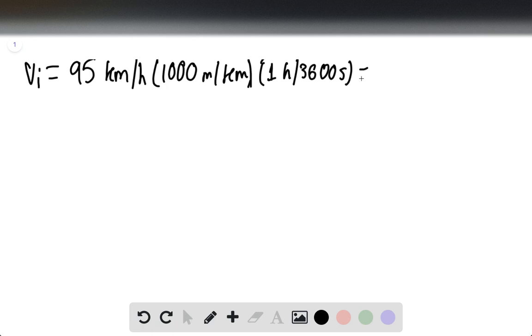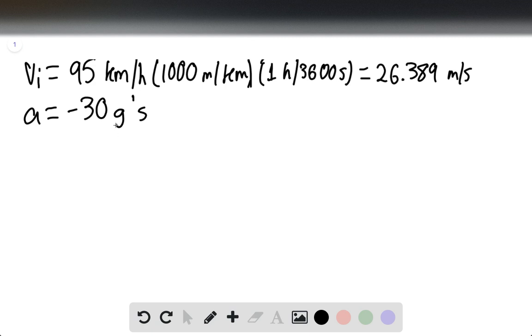And this is going to be equal to 26.389 meters per second. Now, we have an acceleration of negative 30 Gs. So even negative 30 Gs will be really close to death, only because it's 30 times the acceleration due to gravity that we feel normally. So even with this, it's a pretty low chance of survival. However, anything above 30 Gs is a 0% chance of survival.